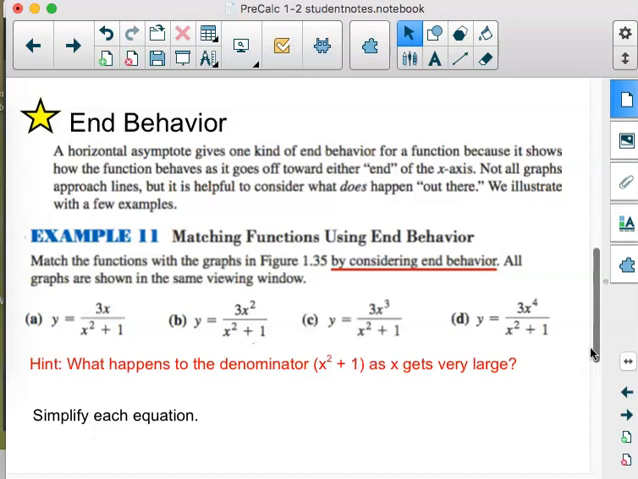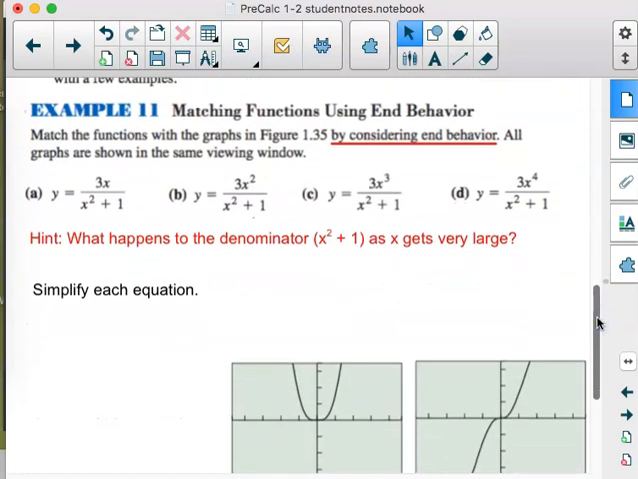Not all graphs approach lines, but it is helpful to consider what does happen as you go further and further out there and out there, right and left forever. And like it says, they illustrate with a few examples here. So example 11 says, we're going to show you some graphs. We want you to use what you know from this entire section, actually, about functions and the math behind them to figure out which of these must match up with the others. So it says match the functions with the graphs in figure 1.35 by considering end behavior. All graphs are shown in the same viewing window. And I can't help it, the first thing I want to do is find the vertical asymptotes. So I'm looking at the denominator.